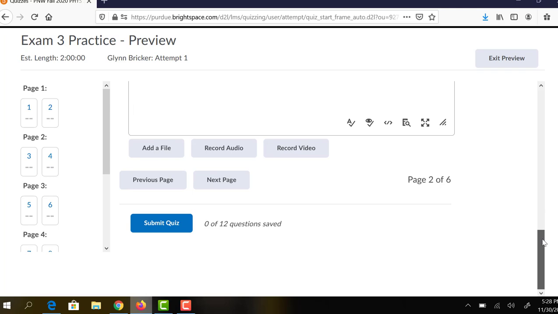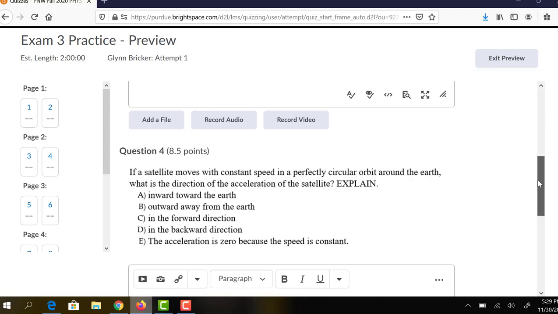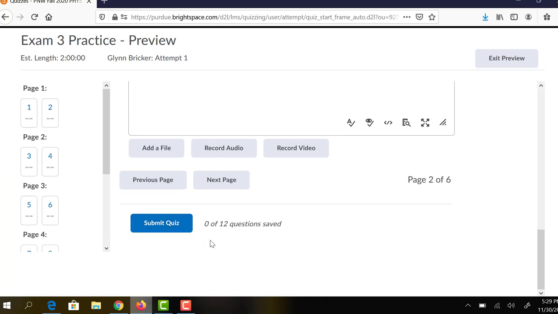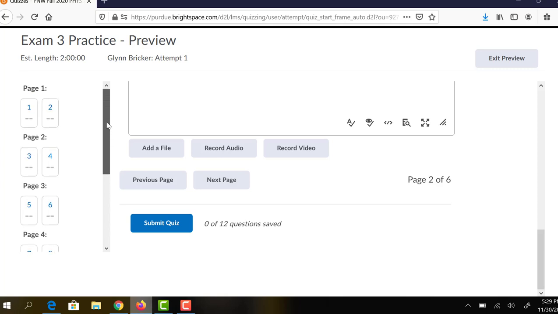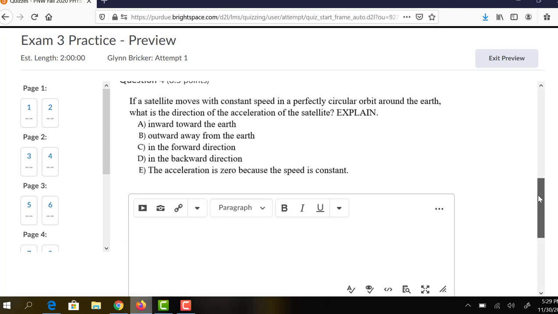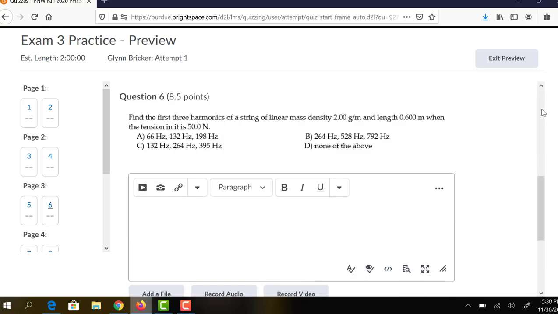And I'm just in the preview. Don't hit submit quiz until you're completely done with it. And again, if you're working on it over 2 hours, it'll automatically stop it for you and save whatever work you've done. Okay, very good. So you see what it looks like, and I'll answer it in this format so you can see how you can submit some answers.